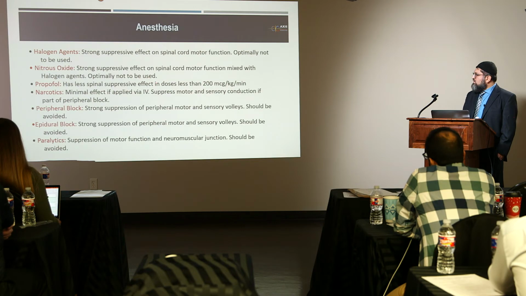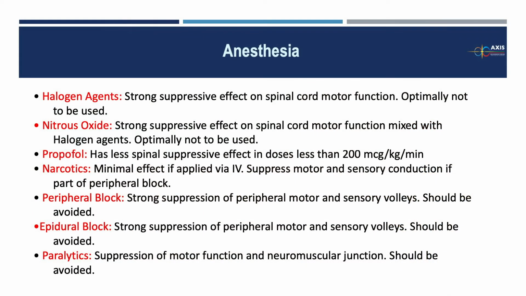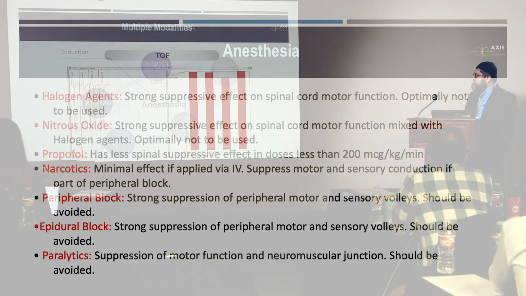Anesthesia: total intravenous anesthesia. We avoid halogenated agents and nitrous oxide. Propofol is fine as long as not more than 200 microgram, because if you have 250, 300, then it's special for pediatric patients. Narcotics have a minimal effect. Peripheral block, we don't want a peripheral block, and even if they want to put a block, we have to make sure they don't inject anything until the end of the surgery. No epidural block should be given before the surgery.